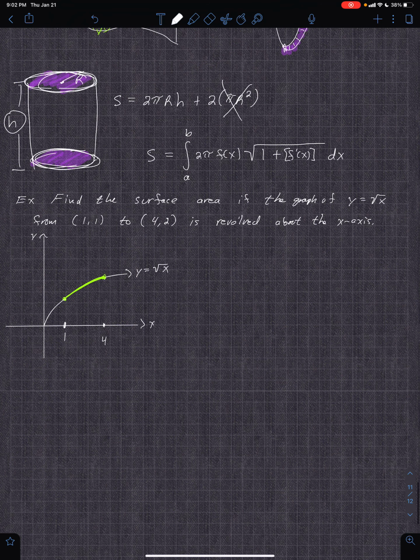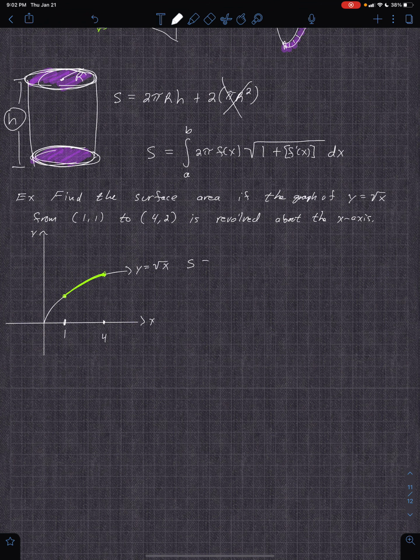Okay, so the surface area S is equal to the integral, and then you just use the x values, 1 to 4, of 2 pi times the radius, which is the height of that, which is root x, times the square root of 1 plus, and then you have to take the derivative of root x. So the derivative is 1/2 x to the negative 1/2, quantity squared, dx.